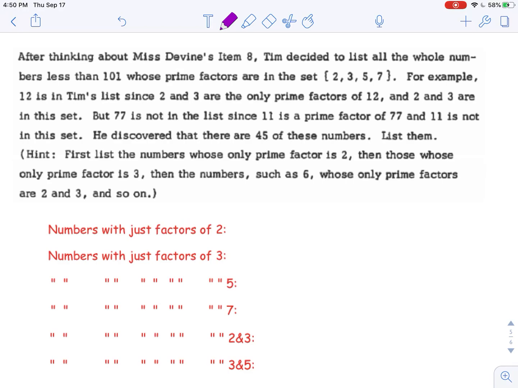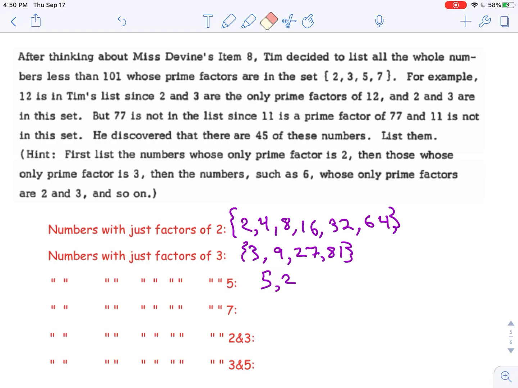Now, as we look at this, after thinking about Miss Devine's item number 8, you decide to list all the whole numbers less than 101 whose prime factors are in the set of 2, 3, 5, and 7. If we were a live class, of course, I'd actually make you think about this and come up with the answers. Numbers with just factors of 2 are going to include 2, 4, 8, 16, 32, 64. If I talk about just factors of 3: 9, 27, 81.